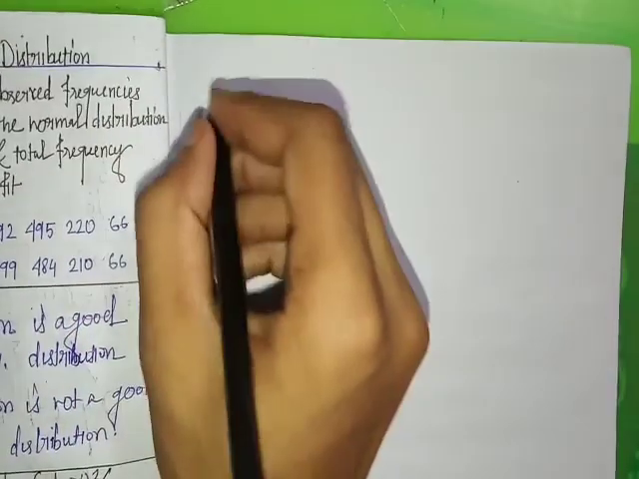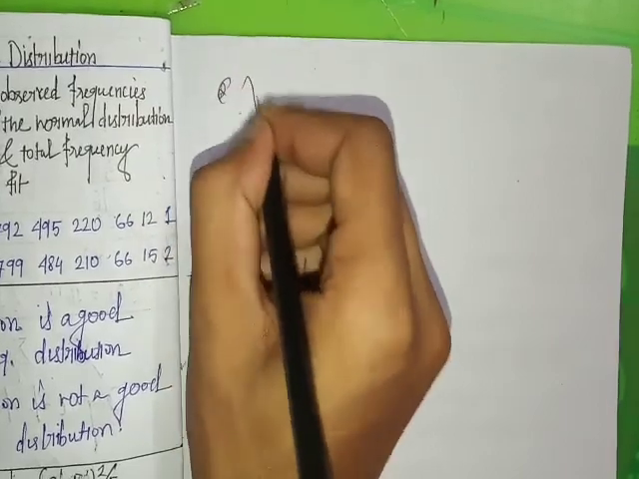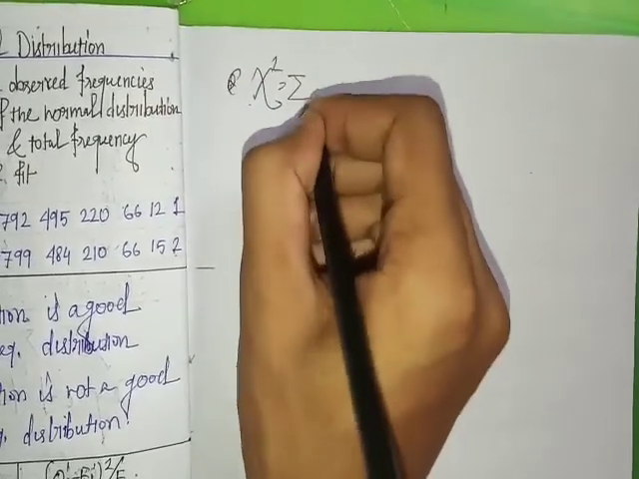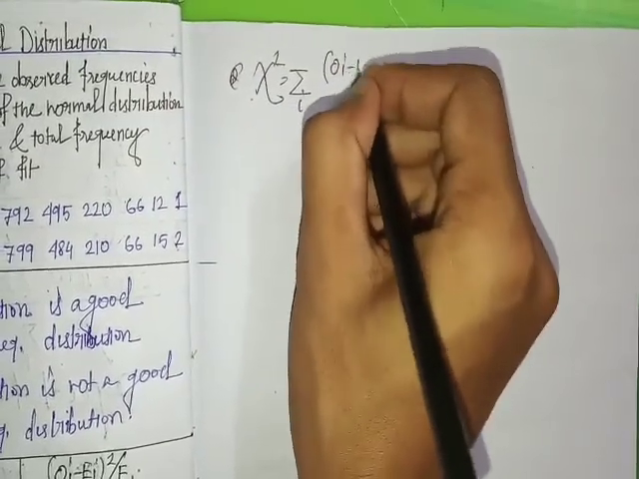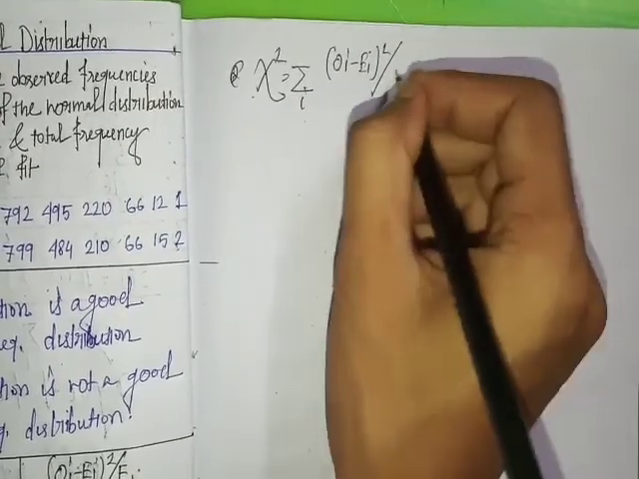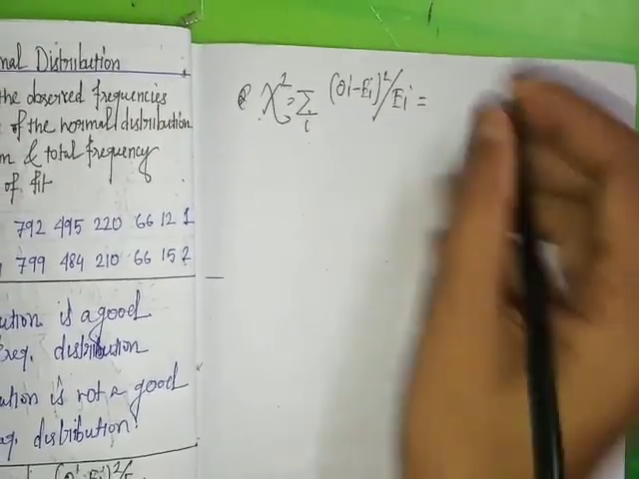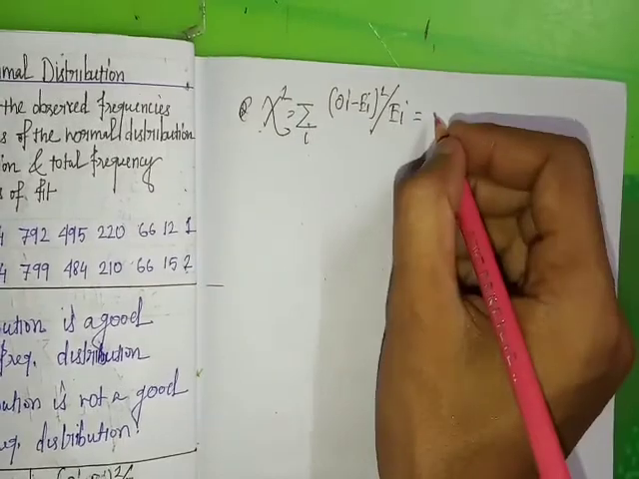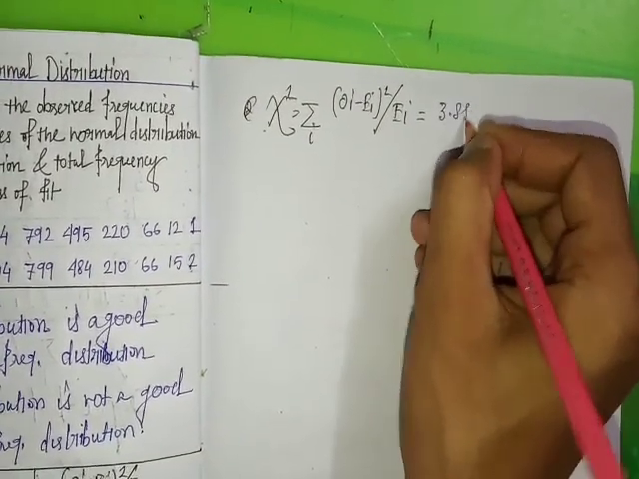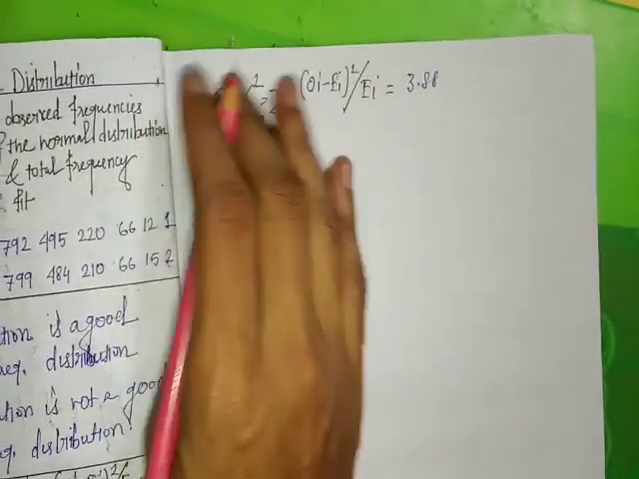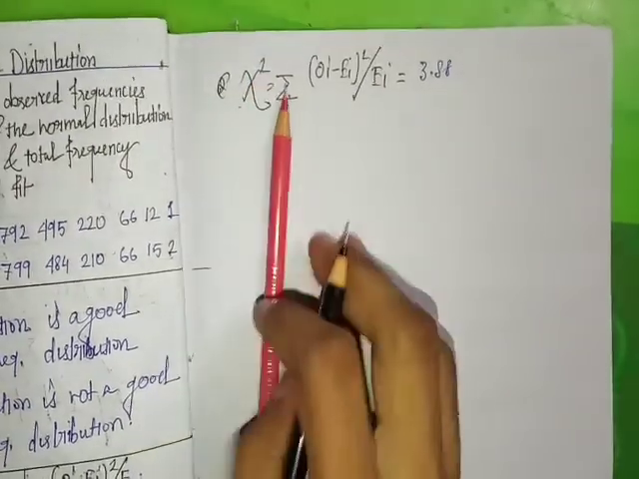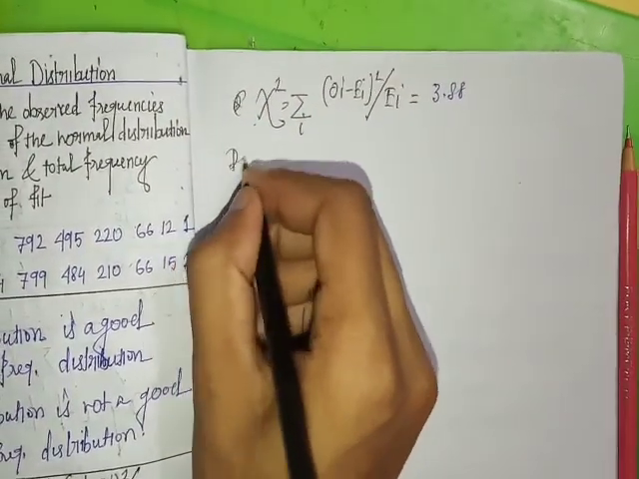So chi-square equals summation over i of y minus ei whole square by ei, that is 3.88. Okay, degrees of freedom.